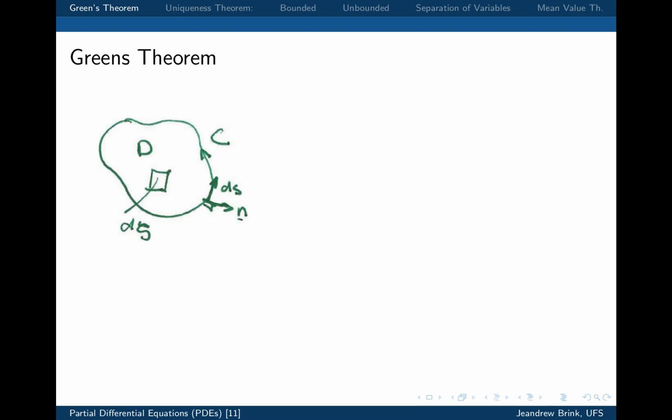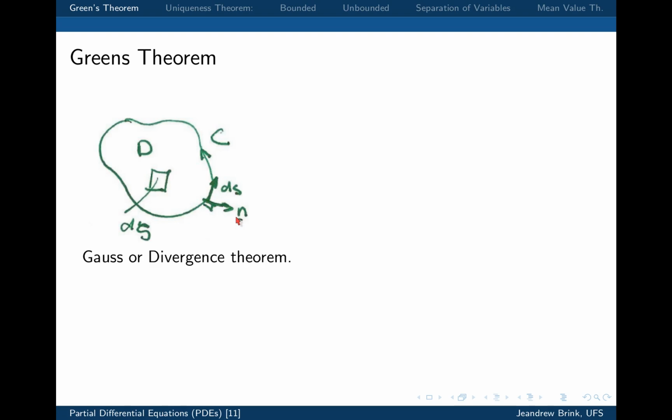Just to remind you of what Green's theorem is, it's valid in almost any dimension. It's also known as the divergence theorem. We have a domain here, and the area element is ds, and it also generalizes to higher dimensions. Its boundary is given by this curve C, and along the boundary you have a tangent vector to the curve and a normal to the boundary. The tangent vector I'm going to call d little s, and the normal I'm going to call n.